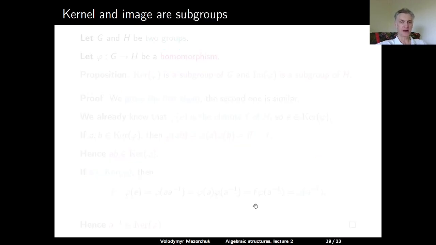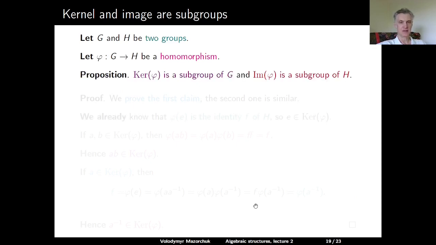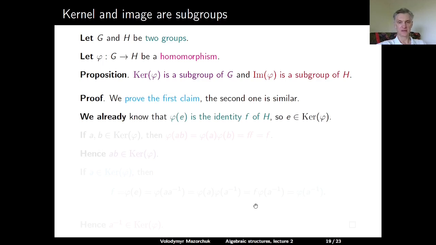A basic property of kernel and image is that they both are subgroups. So let G and H be two groups, and phi a group homomorphism from G to H. Proposition: the kernel of phi is a subgroup of G, and the image of phi is a subgroup of H. Proof: we prove the first claim, and the second one is similar. We already know that phi of E is the identity F of H. So any homomorphism sends the identity of the domain to the identity of the codomain, and so it follows that the identity of the domain belongs to the kernel of phi, by definition.